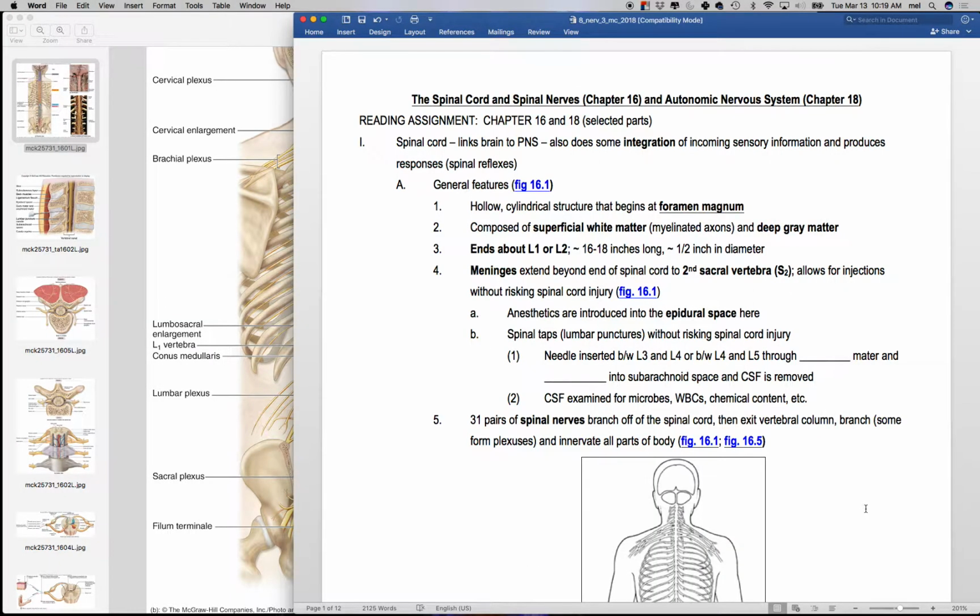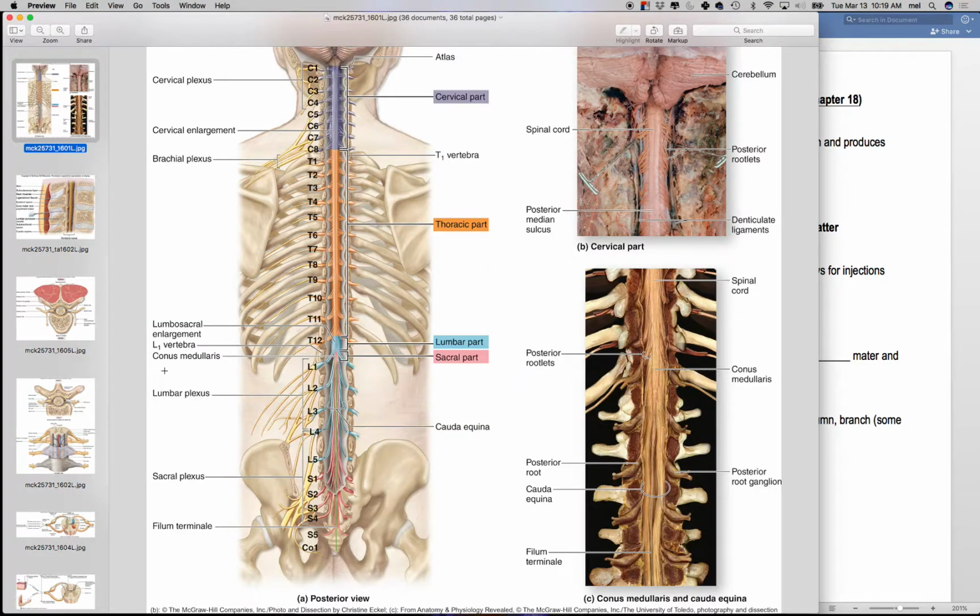So, gross anatomy of the spinal cord. It's hollow because it has the central canal in it. What's inside the central canal? Cerebrospinal fluid. So it's hollow. It's kind of cylindrical, not exactly round, kind of flat. And it's way, way tinier than you expect it to be. It's only about 1/2 inch to 3/4 of an inch wide.